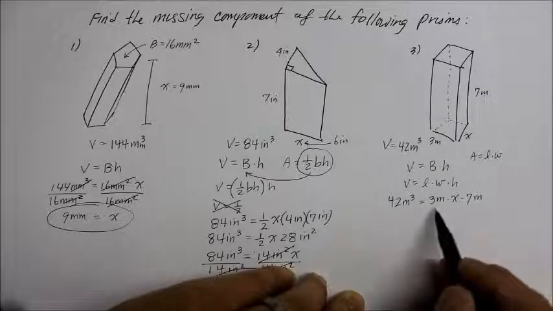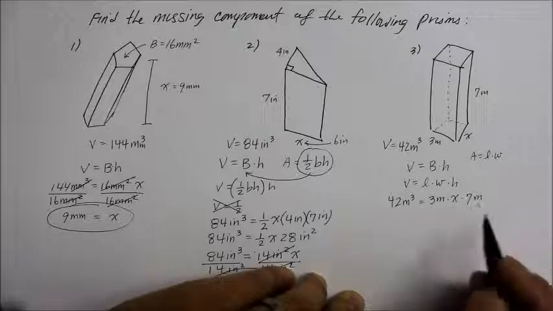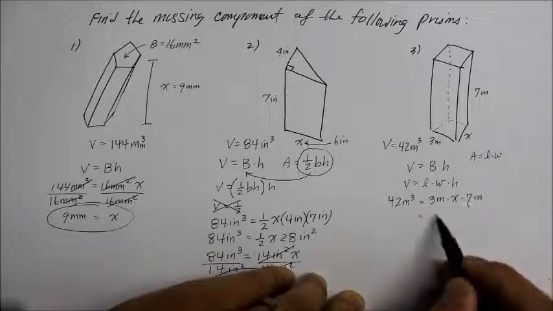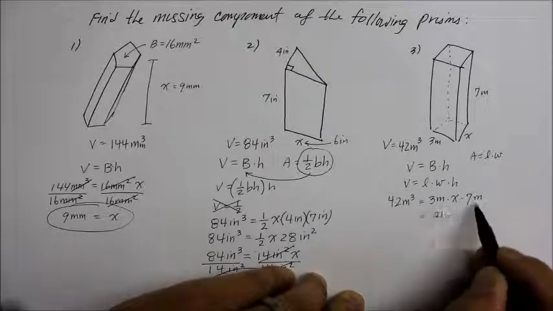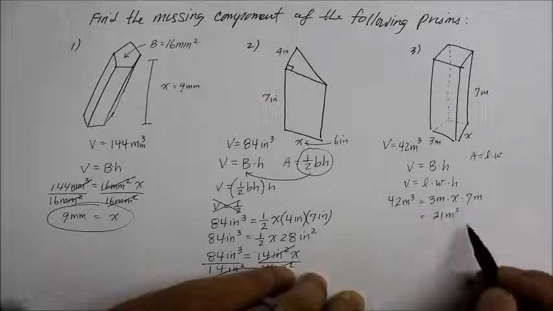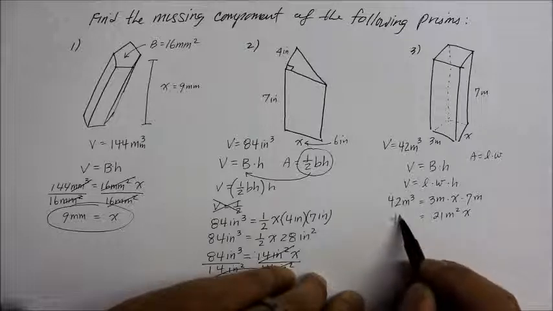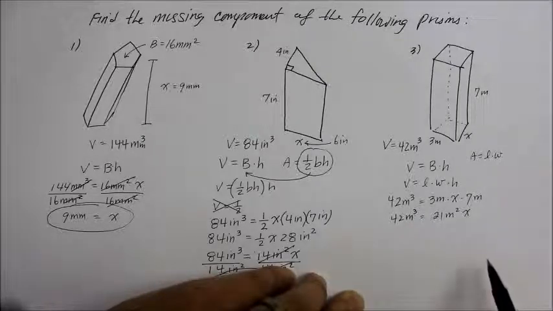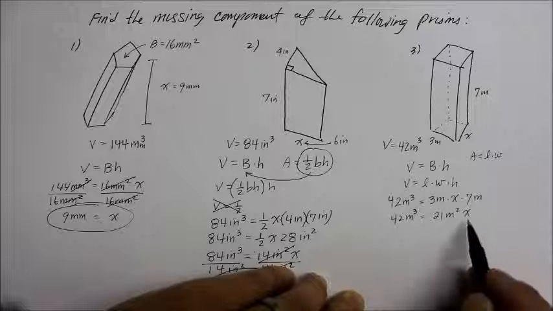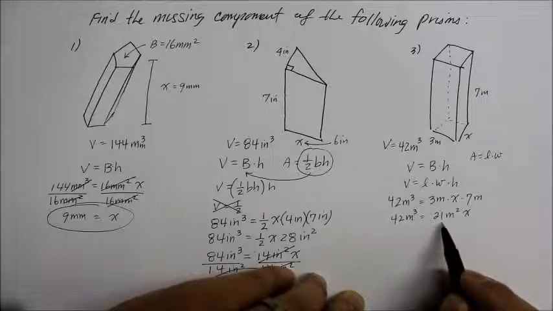To do that, let's go and multiply 3 meters and 7 meters together. We have 3 times 7 is 21. Meters and meter is meter squared times the X. And that equals on the left side 42 meter cubed. We haven't done anything with. Now we have to solve for X by getting rid of the coefficient 21 meters squared.